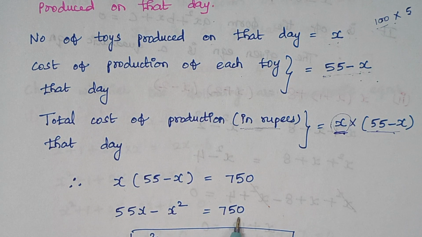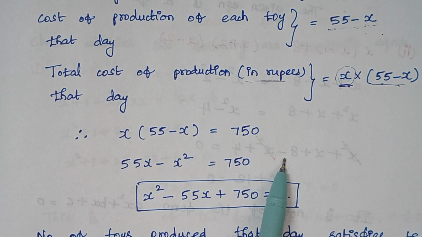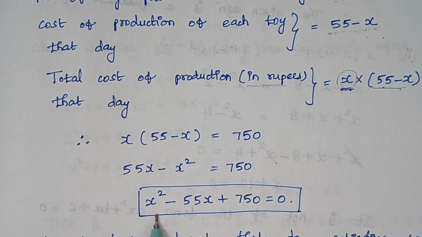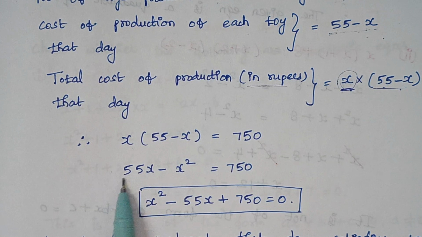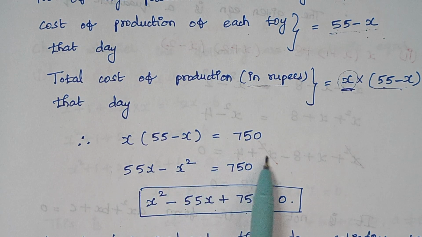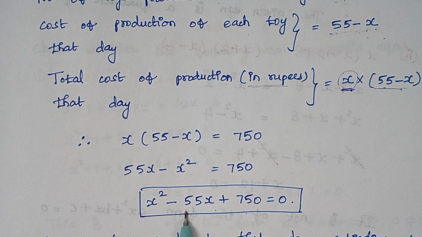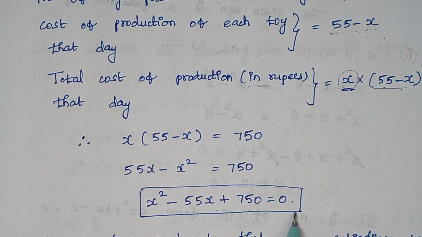Here again we have to rearrange. When you move these terms to the right hand side, minus X square becomes plus X square, and this plus 55x becomes minus 55x, and this plus 750 remains as such, because I am moving these two terms to the right hand side. So the final answer is X square minus 55x plus 750 is equal to 0. So this is the quadratic equation for the given problem.